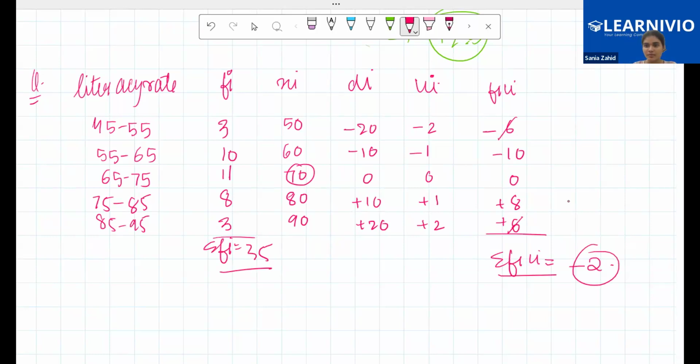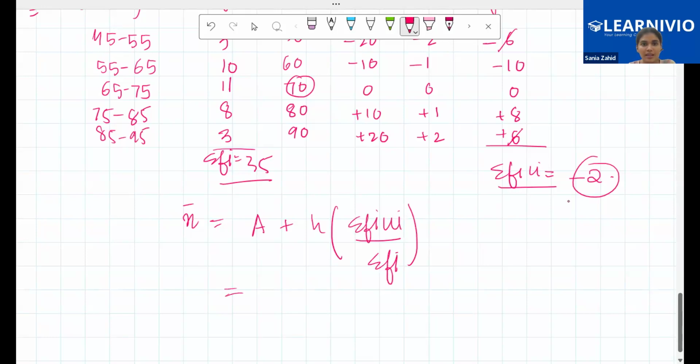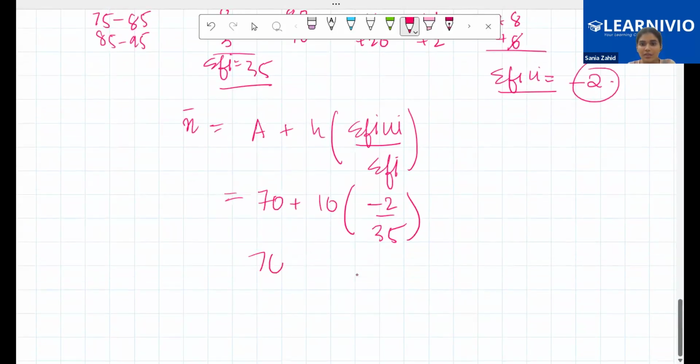No. Okay. So now what was the formula for the mean with step deviation method? Assumed mean plus height into summation of fi ui by summation of fi, right? So what is a? a is 70 plus 10 into minus 2 by 35. So this is 70 minus 20 by 35. 70 minus 4 by 7.